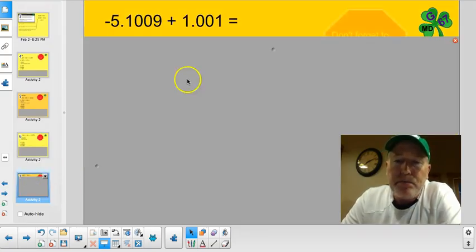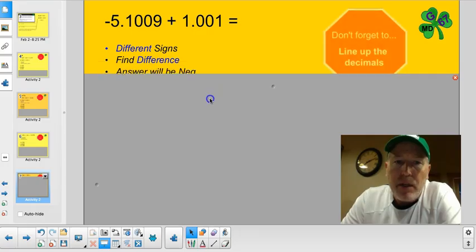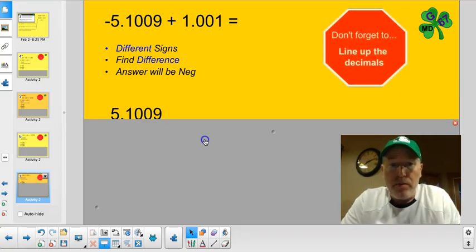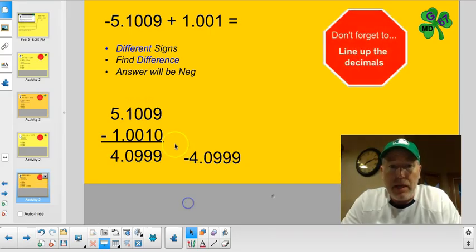Go ahead. Don't forget to line up the decimals. All right, let's see how you did. You are correct. These have different signs. So you're going to need to find the difference between the two. Your answer will be negative. So I'm going to show you my work here. I lined them up.